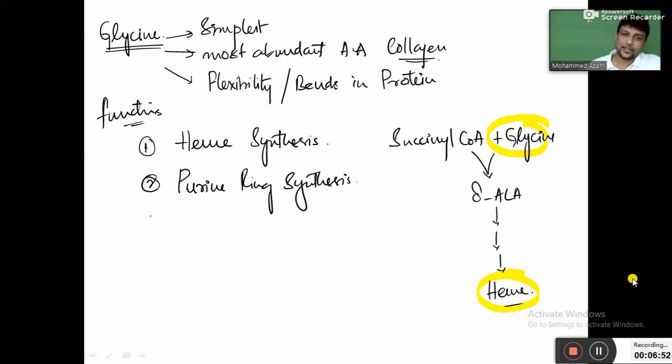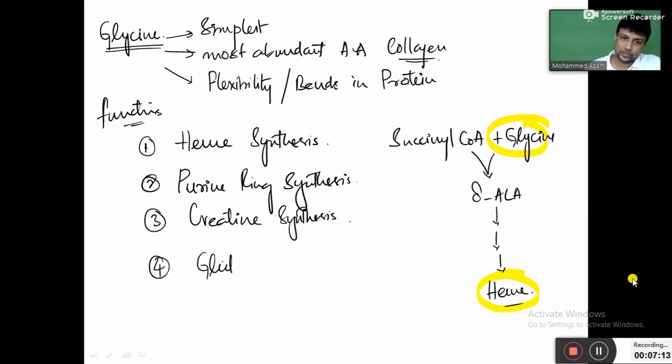Don't worry about that. Number 3, glycine is also required for creatine synthesis. Glycine is also required for synthesis of creatine. And number 4, glycine is also required for the synthesis of glutathione. So in short, we can say that glycine is required for the synthesis of many things: heme synthesis, purine ring synthesis, creatine synthesis, as well as glutathione synthesis. And now they want you to remember glutathione in detail.